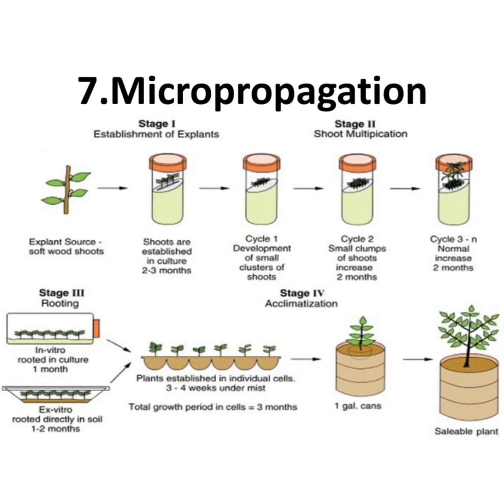In stage 3 the rooting is done. Rooting is done in vitro in a culture which takes about 1 month, or ex vitro rooted directly in the soil in 1 to 2 months. And these plants established in the individual cells take 3 to 4 weeks and are placed in mist. And the total growth period in cells is about 3 months. And the individual plantlets that are formed are grown in individual pots or in the soil.